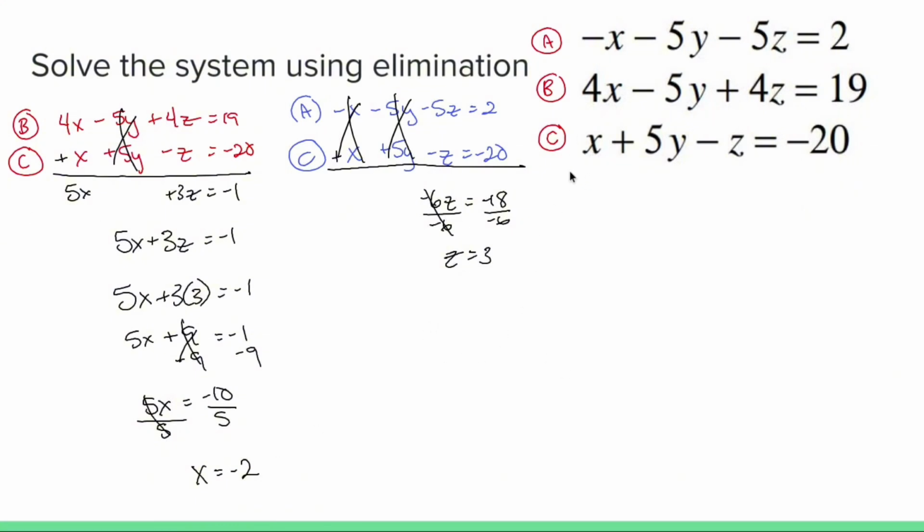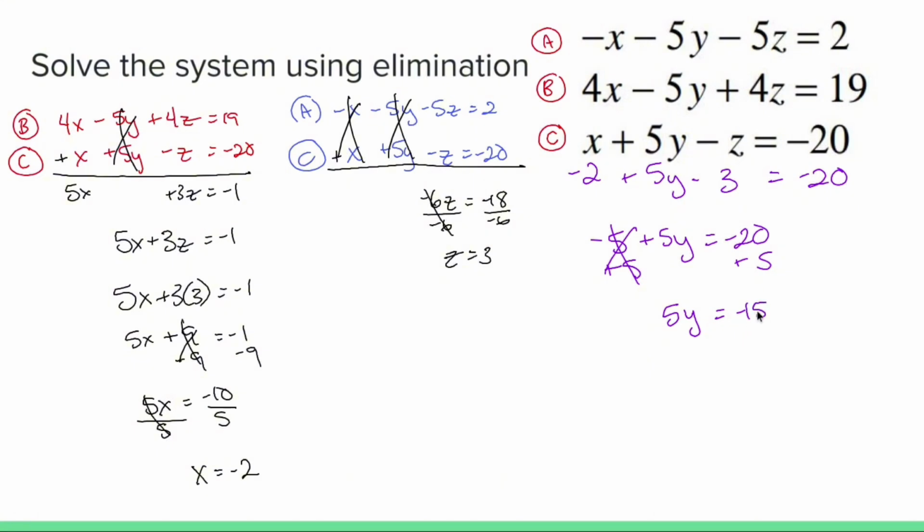x is negative 2, so x is negative 2, plus 5y minus z is 3, so minus 3 equals negative 20. Negative 2 and negative 3 on the left combine to make negative 5, so negative 5 plus 5y equals negative 20. Add 5, cross you out. 5y equals negative 15. Divide by 5, and y equals negative 3.